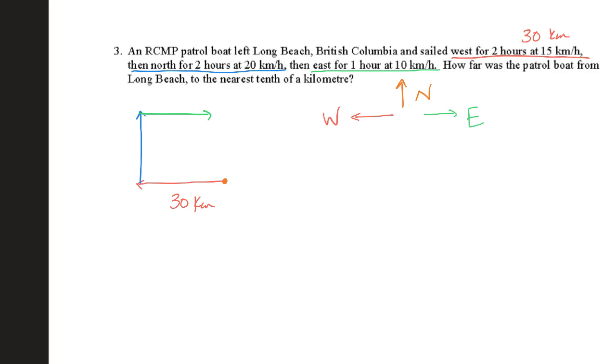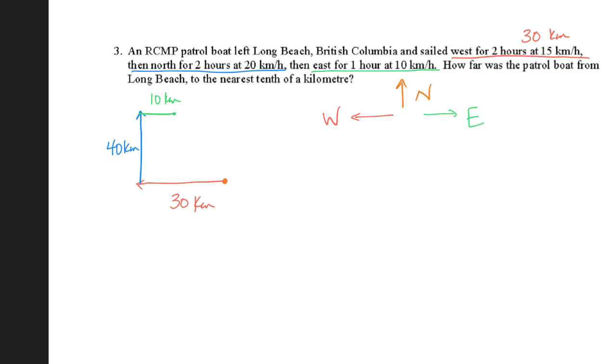Okay, we're back. Now I'm going to take a look at my blue arrow. It tells me that I go north for 2 hours at 20 kilometers per hour. That means I'm going north for 40 kilometers. And now my green arrow tells me I go east for 1 hour at 10 kilometers per hour, so I think I can change the length of that arrow, because I know the length is only 10 kilometers. And relative to my red arrow at the bottom, it's got to be much shorter.